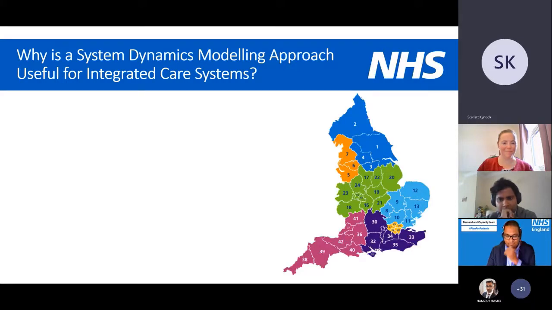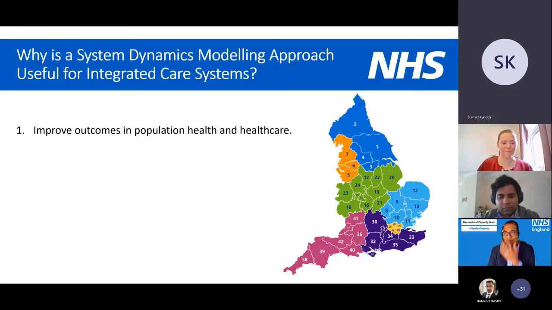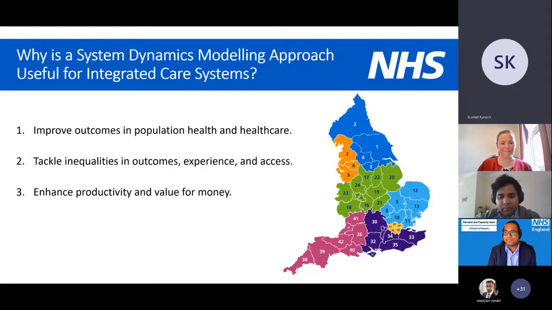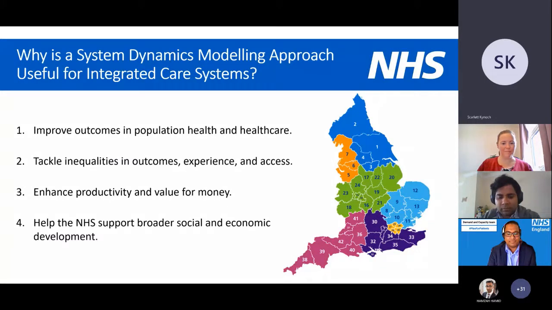Integrated care systems were established across the UK, and they were designed to help promote more collaborative working across healthcare services and providers across larger regions of the UK. And I just wanted to give a brief overview of the aims. So this was to improve outcomes in population health and healthcare, to tackle inequalities in outcome, experience and access, to enhance productivity and value for money, and to help the NHS support broader social and economic development.